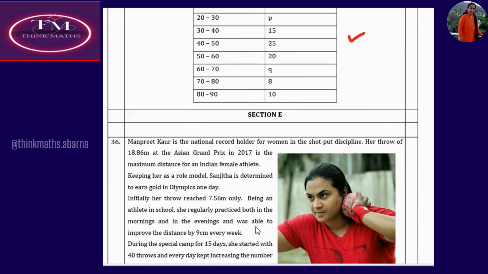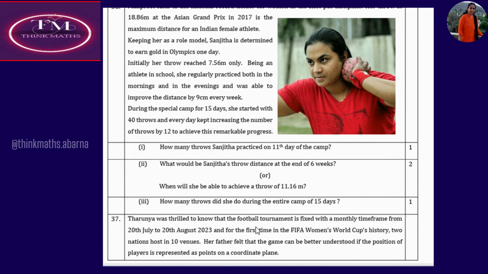In section E, this is case based. There is a statement given and you have to answer the questions. This is 1 mark and there is no choice, and this is also 1 mark and there is no choice. In the 2 mark question, there is an internal choice. You have to find what Sanjita's throw distance would be at the end of 6 peaks, or when she will be able to achieve a throw of 11.16 meters. This is based on AP. You can answer any question in the 2 marks.